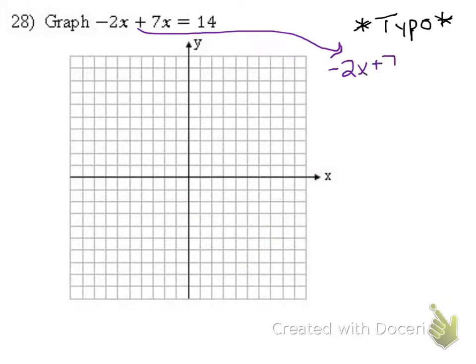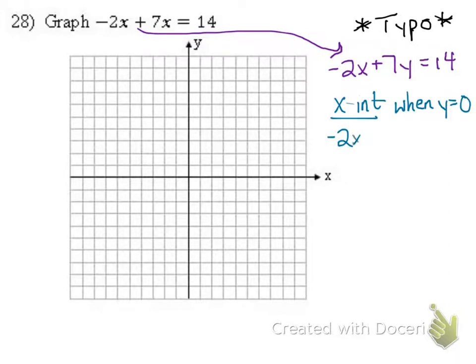Problem 28. Some of you might have a typo on this problem. There was accidentally two x's there where there should have been a y. So the equation is supposed to be negative 2x plus 7y equals 14. We'll graph this using the same method as the previous problem.